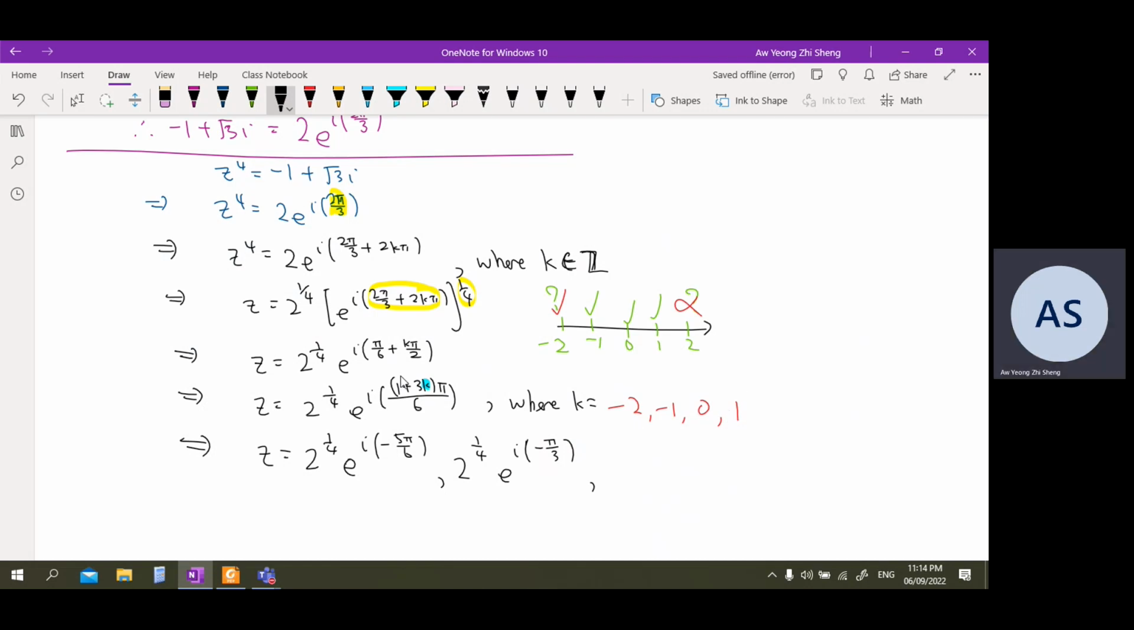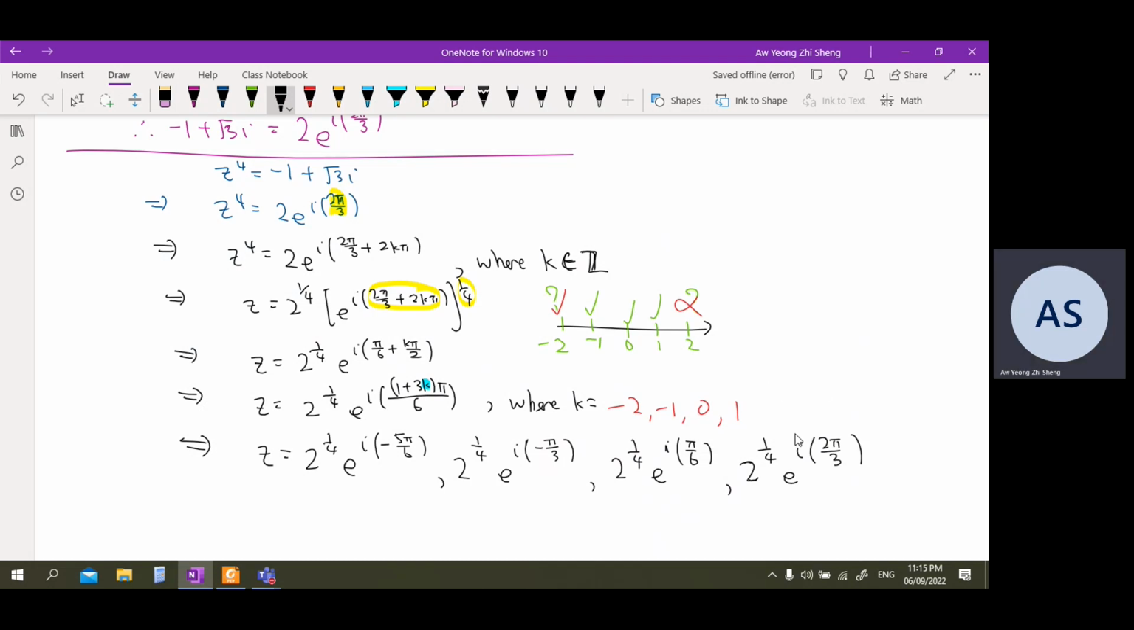When you sub in 0, you will get 2 to the 1/4 e power i times 1 pi over 6. And when you sub in 1, e to the i 4 pi over 6, which is 2 pi over 3.